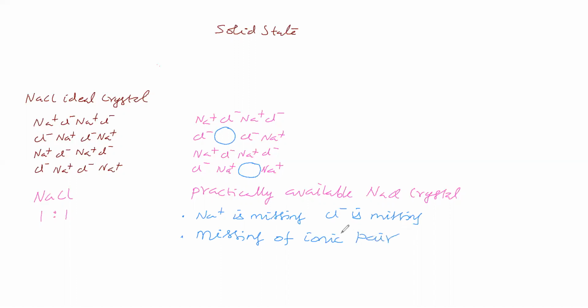What is the meaning of missing of ionic pair? Missing of ionic pair means one cation is missing, one anion is missing. Therefore, we can say missing of ionic pair in this case.